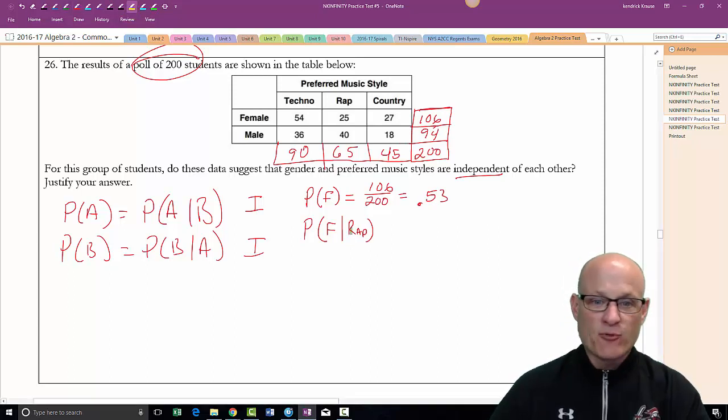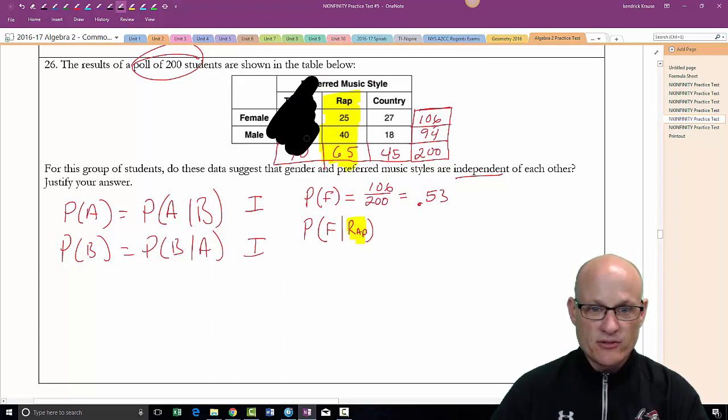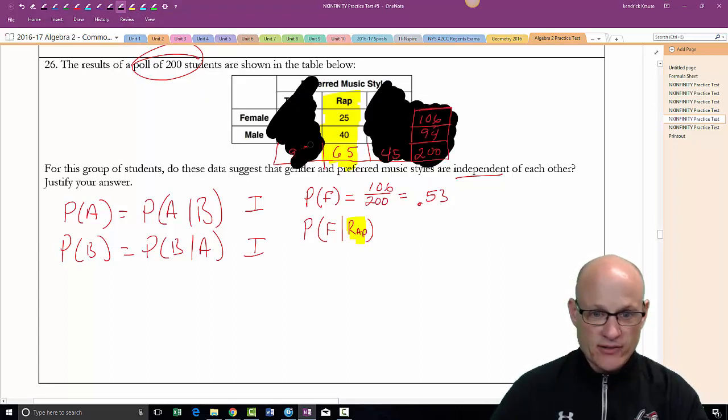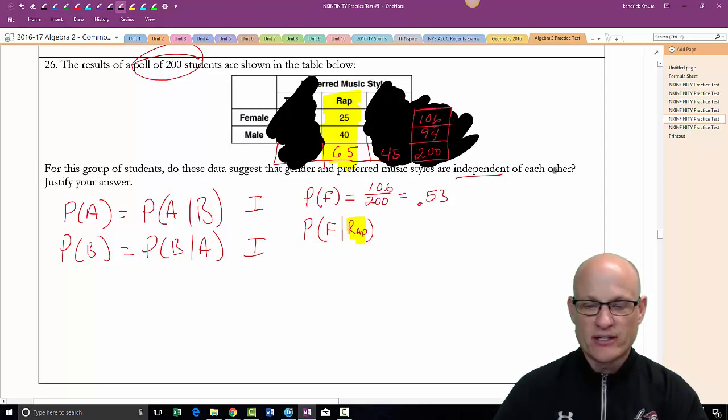Now remember, if we're doing this, this is my new universe. So the only thing I'm allowed to look at is this. It's as if none of this exists. You can't see this. Go away. That's like magic. Anyway, that's the only thing that we can see.